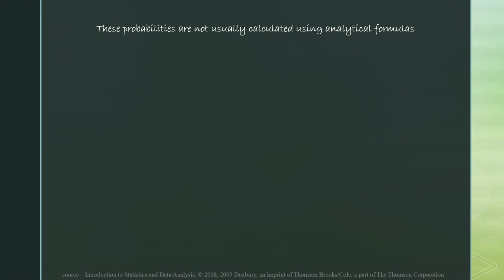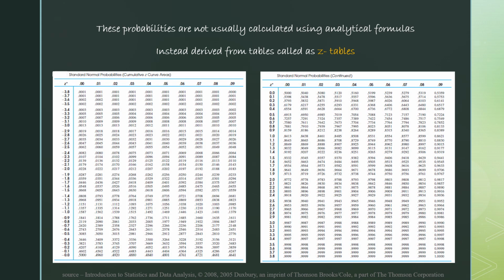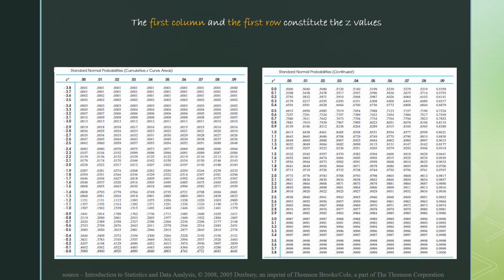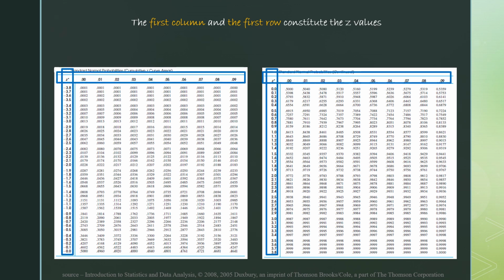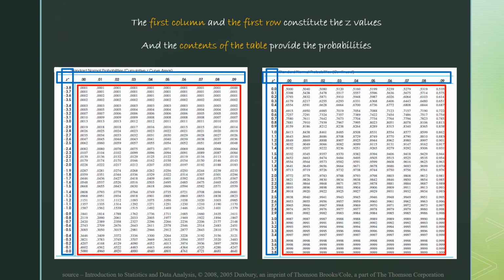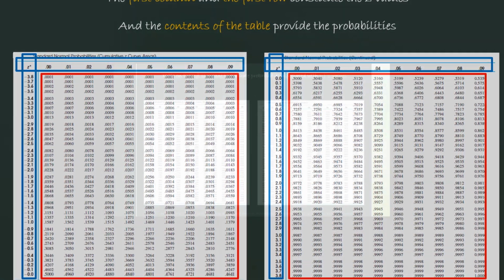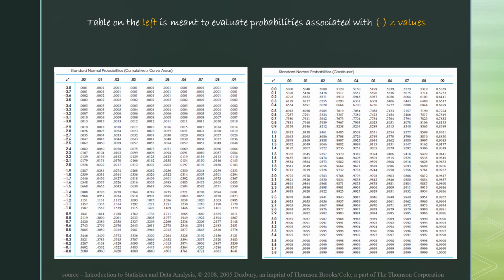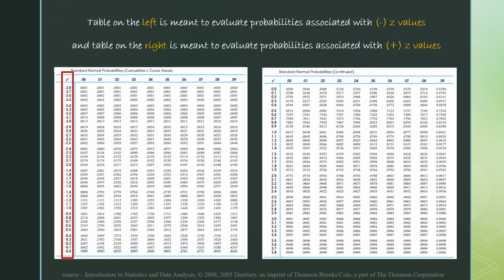For a standard normal distribution, these probabilities are not usually calculated using analytical formulas. Instead, they are derived from tables called z-tables. The first column and the first row constitute the z-values, and the contents of the table provide the probabilities. The table on the left is meant to evaluate probabilities associated with negative z-values, and the table on the right is meant to evaluate probabilities associated with positive z-values.